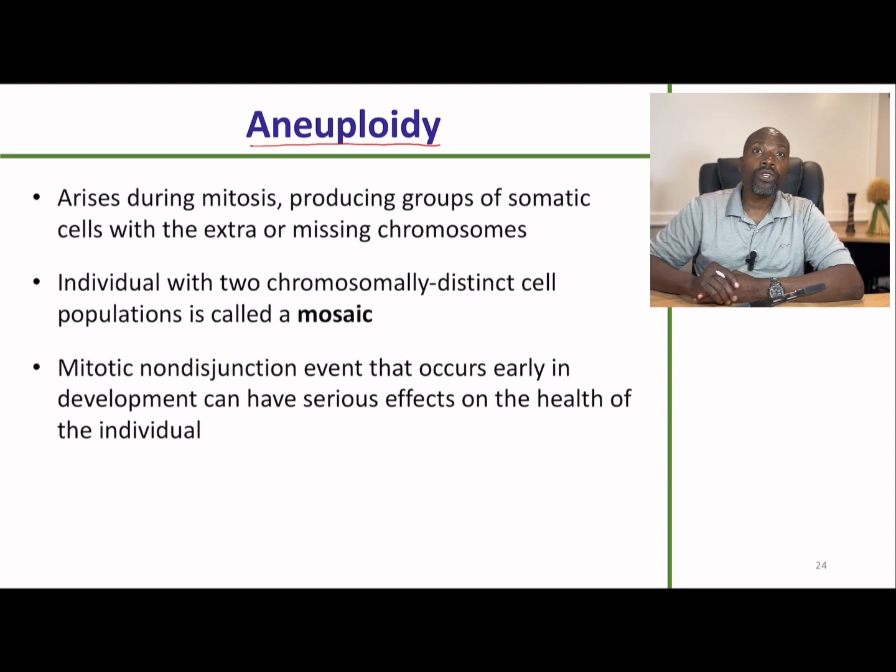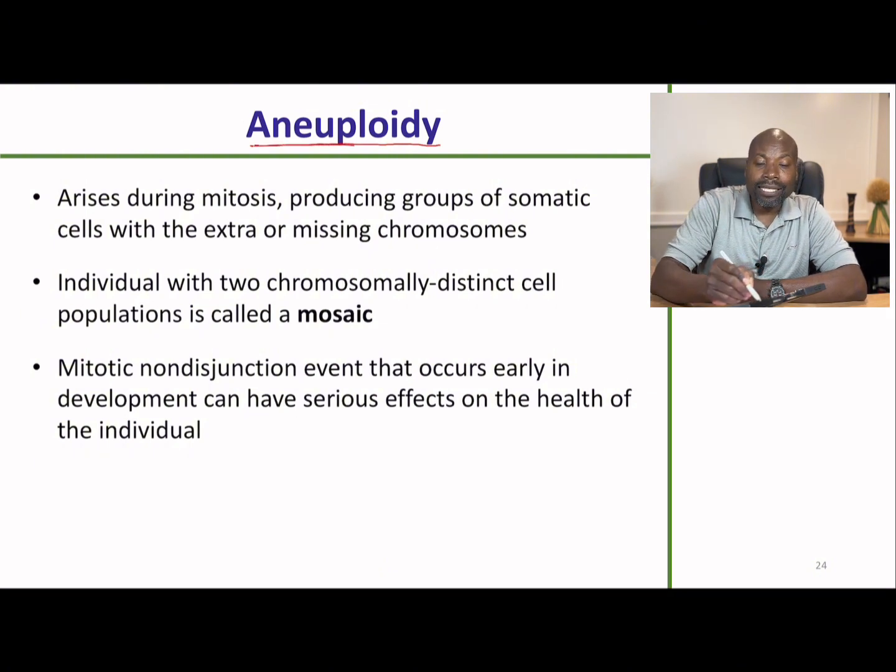So aneuploidy occurs because of non-disjunction. These non-disjunction events tend to increase in frequency when a lady reaches the age of 35 and above. This tends to increase the possibility of aneuploidy. That's why whenever a lady is 35 and above, they are systematically screened for aneuploidy when they are pregnant, at least in the United States.